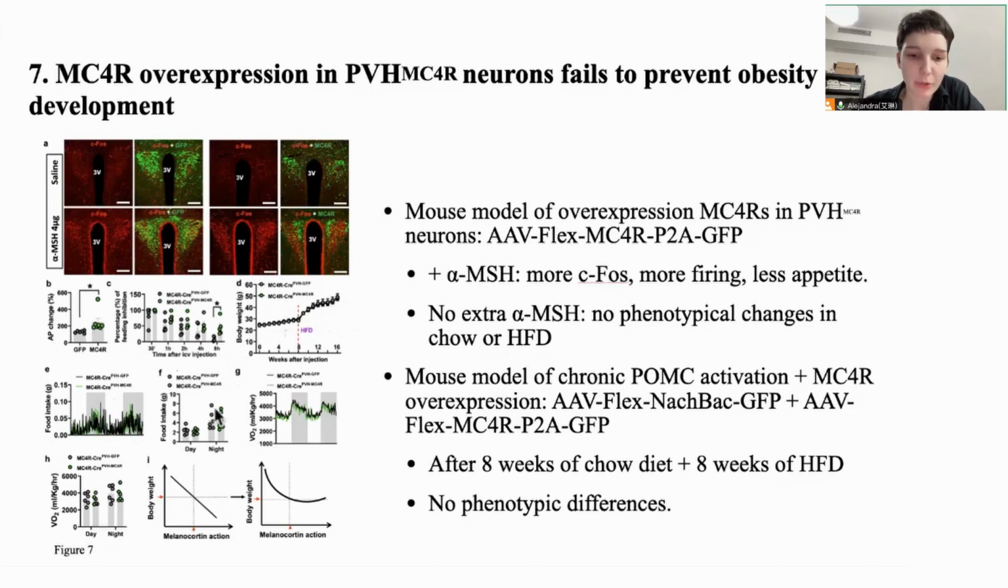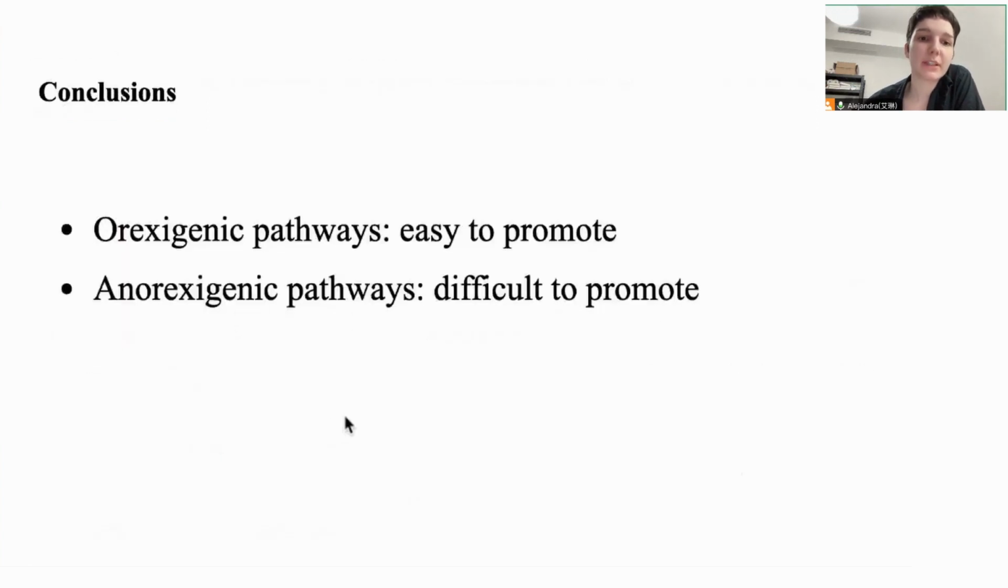Then they created a mouse model with chronic activation of neurons and overexpression of MC4R. To achieve that, they delivered an adenovirus with NaChBac and an adenovirus with MC4R. So they monitored these mice, and they fed them for 8 weeks with chow diet and another 8 weeks with high-fat diet. And again, they found no phenotypical differences. So the conclusions.